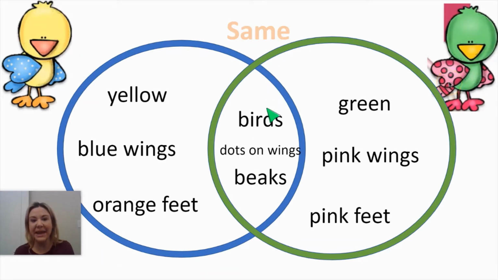So what they have in common is they are both birds. This is a bird and that's a bird, okay? They both have dots on their wings, okay? See, this bird has dots on its wing. And this bird has dots on its wing. And they both have beaks. Okay, there's his beak. And there's his beak. Is there anything else that's similar? You may say they both have two wings. They both have two feet. They both have two eyes. Okay.